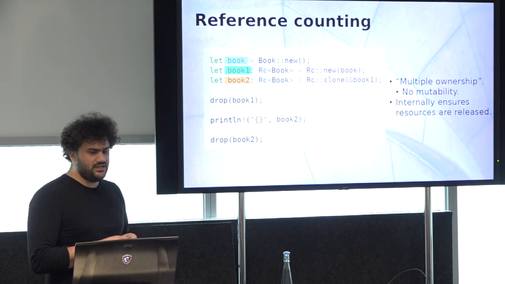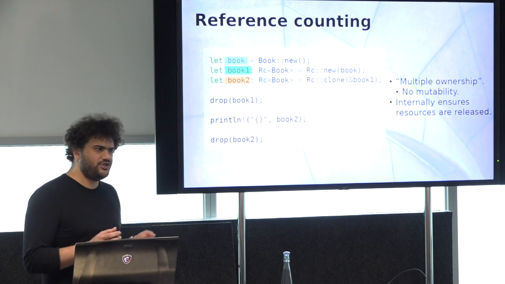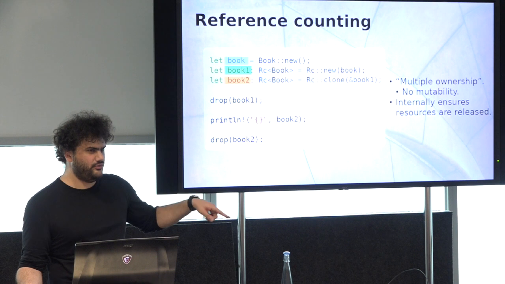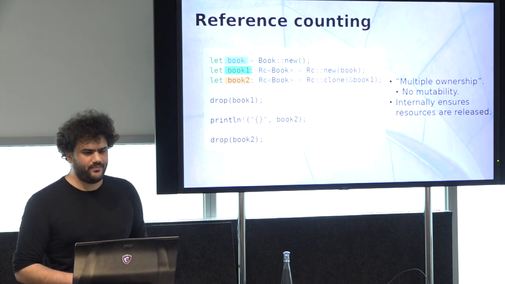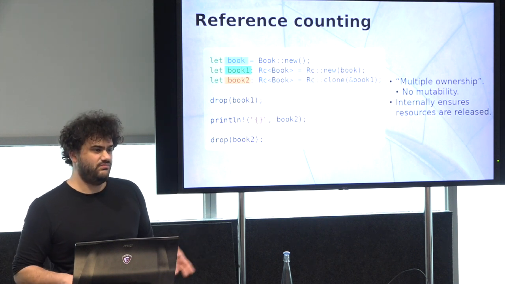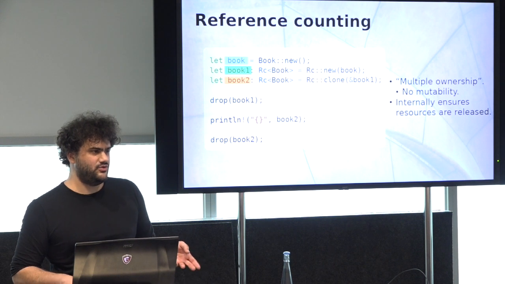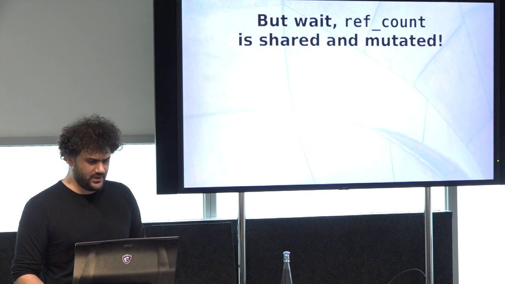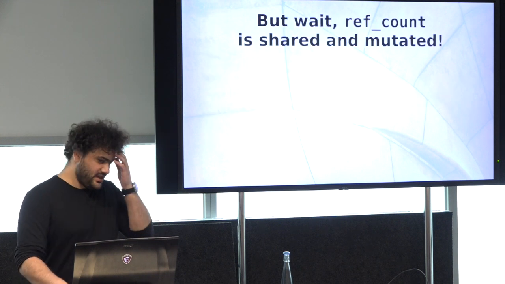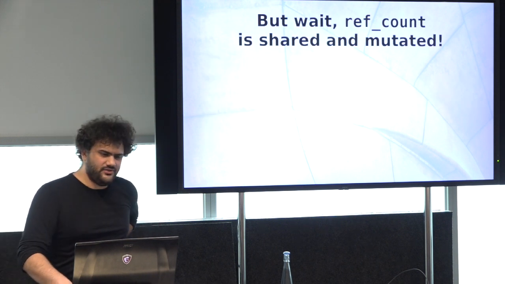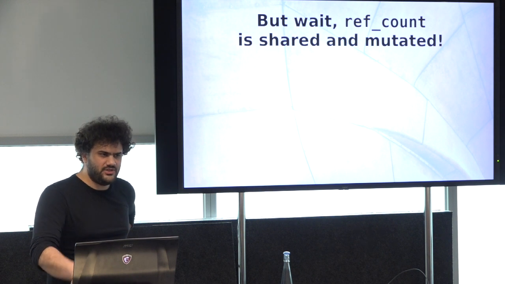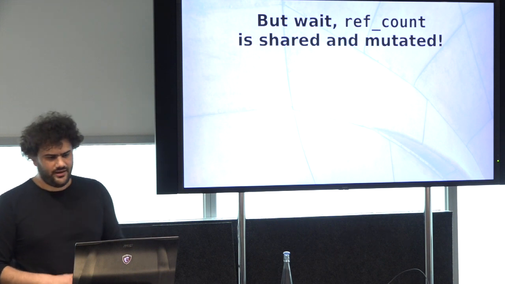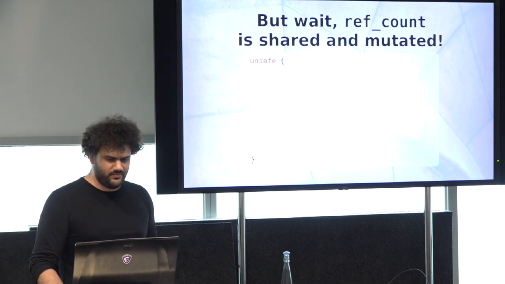Also, internally, since you have multiple ownership, which is the mechanism that we use to know when to free the memory, now the RC counter has to take care of that. It has to know that it's its own responsibility to free it. So now you might say, okay, but reference count is shared and it's mutable, right? We just saw that when you cloned the reference counter, it increased. So how can this happen?